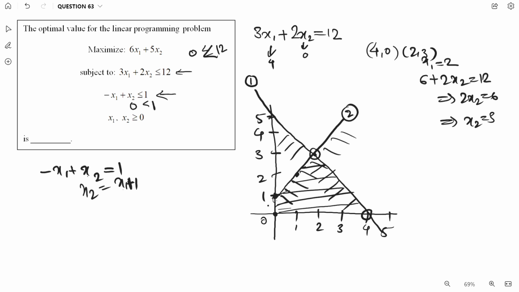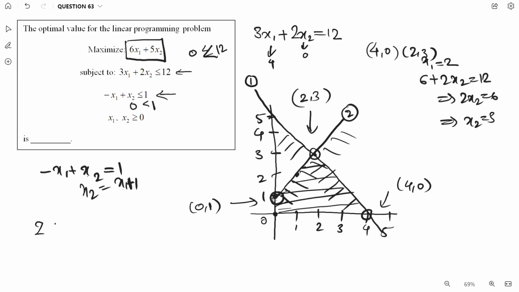Okay, now let's find the extreme points. Extreme points will be this point, and this point. Now what is this point? We already know this is (2, 3). This is (4, 0) and this one is (0, 1). Now let's check the value of this function that we want to maximize at these points. Let z of x1, x2 be equal to 6x1 plus 5x2.